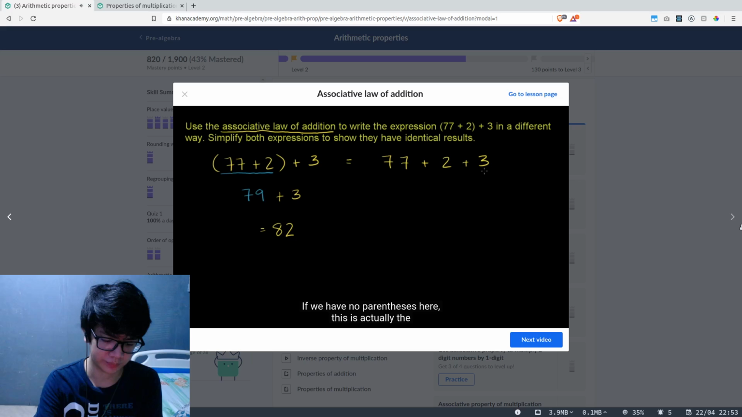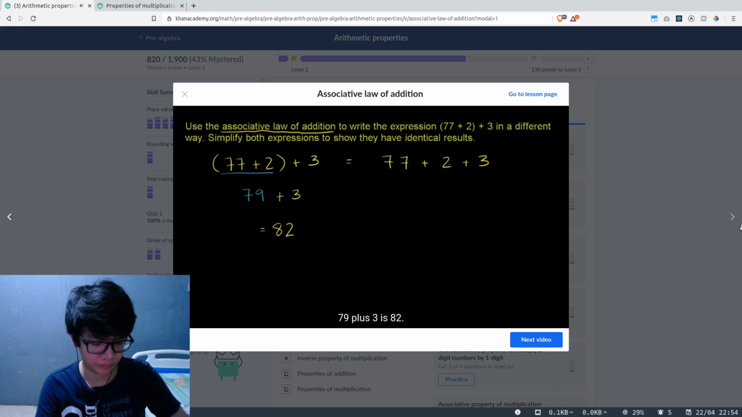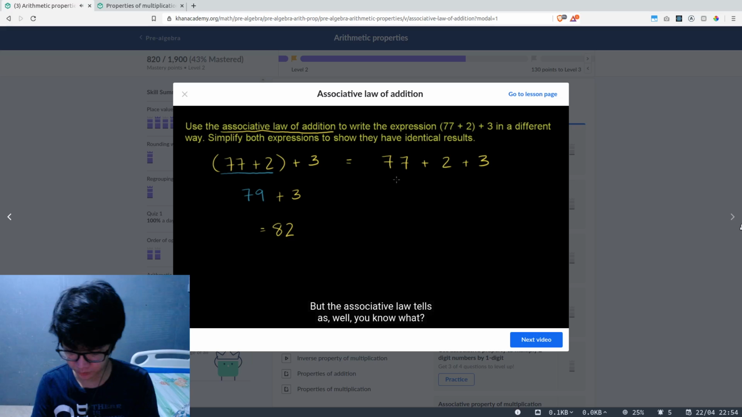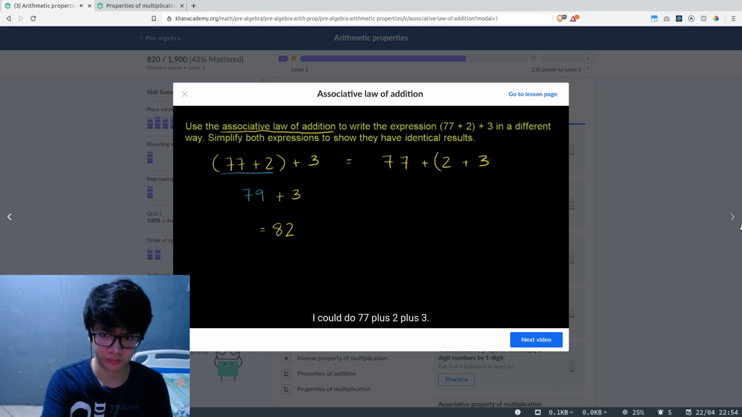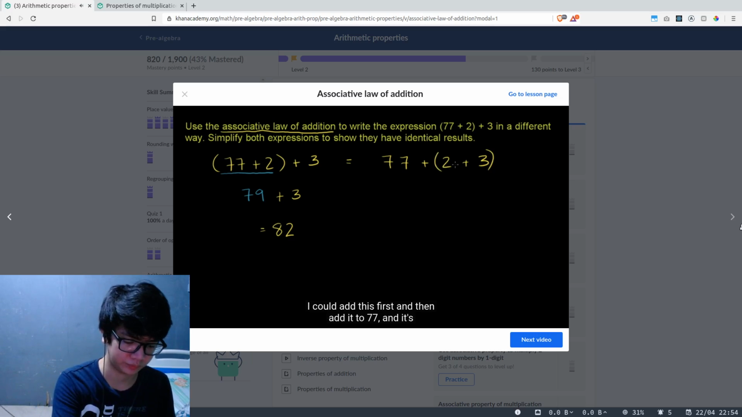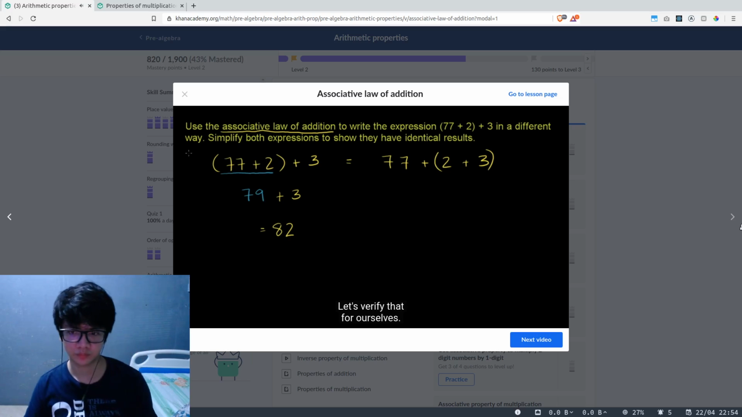If we have no parentheses here, this is actually the same thing as this over here, because we'd go 77 plus 2 is 79, plus 3 is 82. But the associative law tells us, well, you know what? I could do 77 plus 2 plus 3. I could add this first and then add it to 77. And it's going to be the exact same thing as if I add these two guys first and then add the 3. And let's verify that for ourselves.